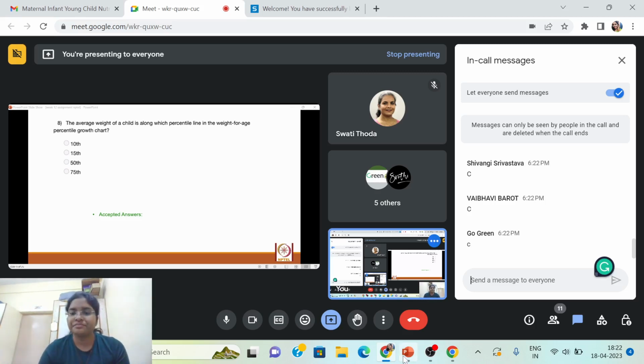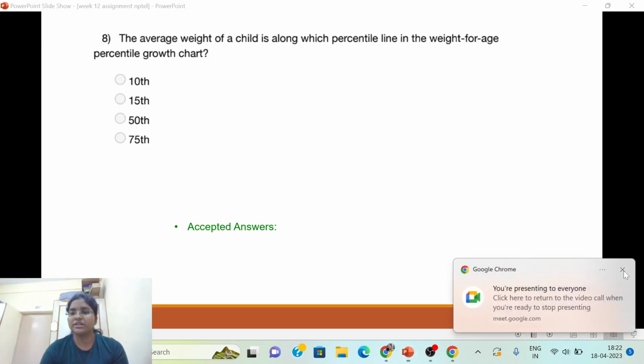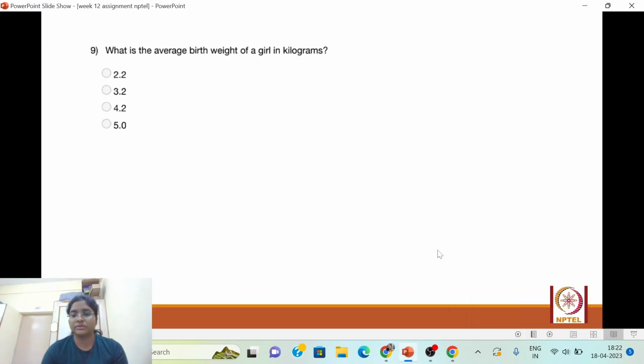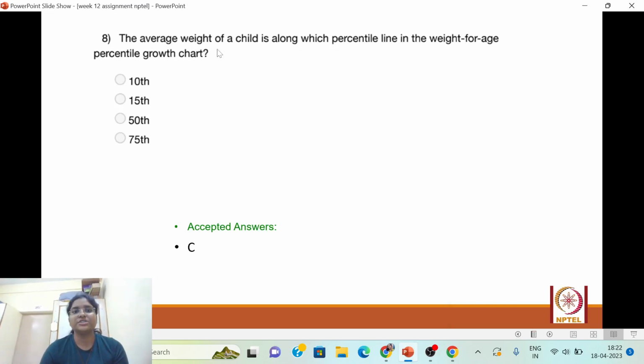C. Let's see if C is the correct answer. Yes. So the average weight of a child in the weight for age percentile growth chart is at the 50th percentile line.